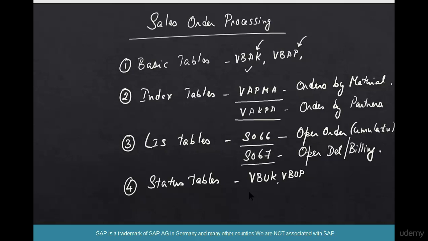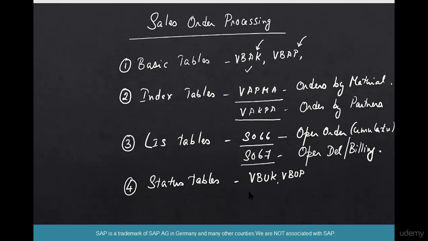And then we have the due lists, right? They're also part of indexes, like delivery due list, billing due list. This billing due list could be per material, by shipping point. And then we have output data like NAST. All outputs need to be stored in the table NAST. So this is how the index tables, LIS tables, and status tables are updated for every single order.